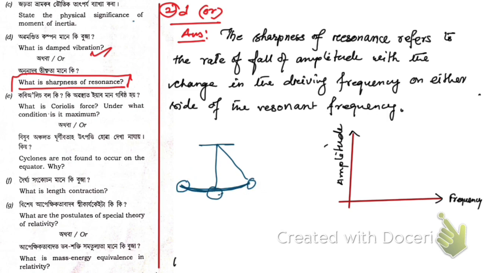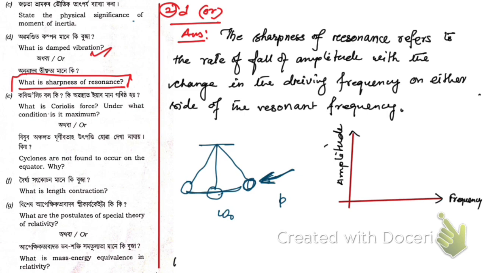Now you see, if you apply an external force to continue this oscillation, then the force that you have applied is called the driving force, and the frequency of that driving force is called the driving frequency. So let the driving frequency be P, and the natural frequency of this oscillation be omega naught.